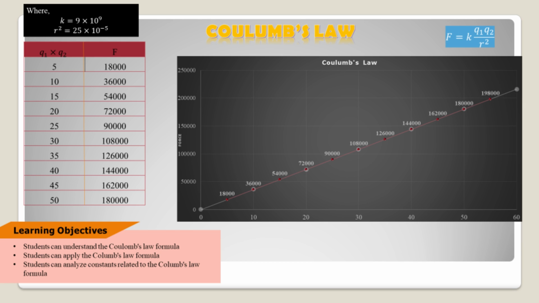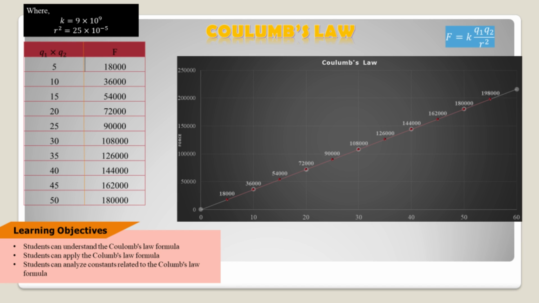126,000. And if Q1 times Q2 is equal to 40, the force is equal to 144,000. If Q1 times Q2 is equal to 45, the force is equal to 162,000. If Q1 times Q2 is equal to 50, the force is equal to 180,000. Now, look closely at the graph.